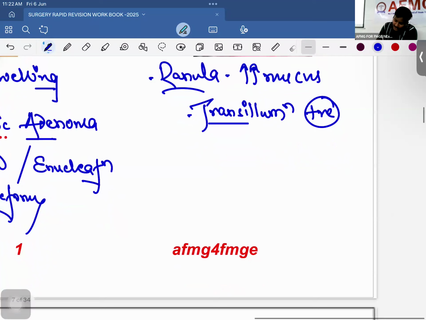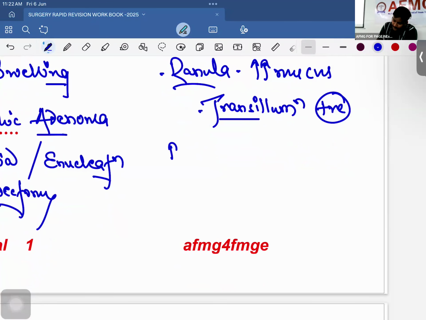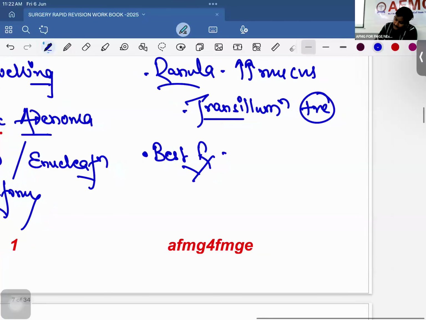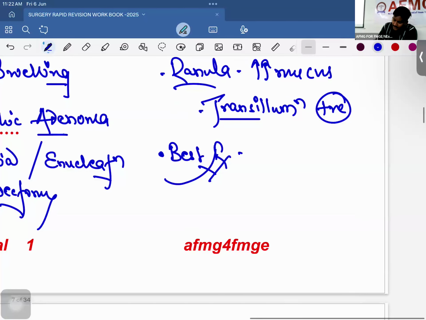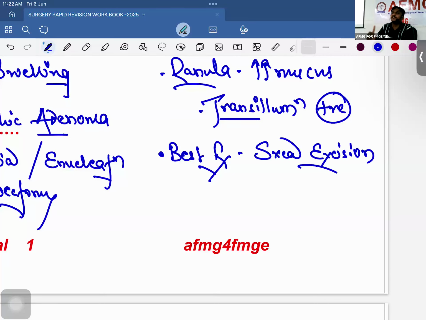If they ask you in cases of ranula, what is going to be the best treatment, beta? Best treatment will be surgical excision. Marsupialization is only done if it is the very first episode or it is an extremely large ranula, beta. Okay? Because even after marsupialization, chances of recurrence will be present. But the best treatment overall will be a surgical excision of the cyst as well as the sublingual gland, beta. That is what is important.